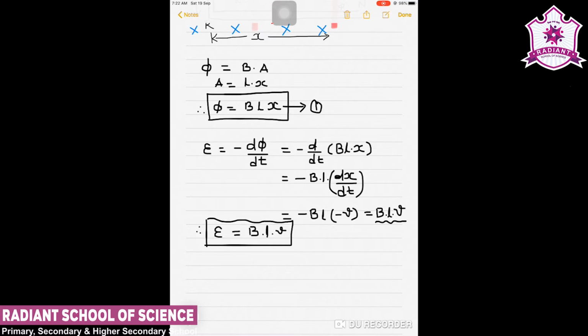So thus we can say again that we are able to produce induced EMF by moving a conductor instead of varying the magnetic field, that is, by changing the magnetic flux enclosed by the circuit. So now this is one simple method of how we can induce EMF in the circuit. So this is called motional EMF.